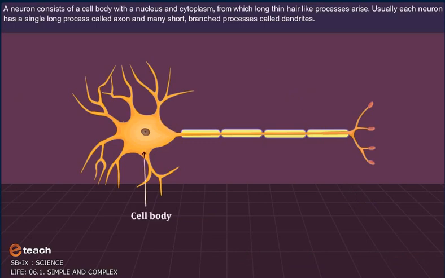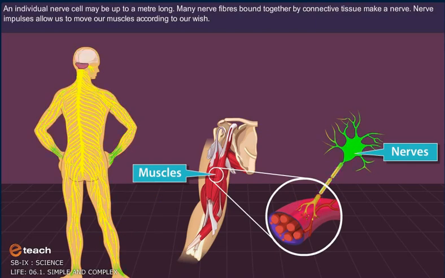A neuron consists of a cell body with a nucleus and cytoplasm, from which long thin hair-like processes arise. Usually, each neuron has a single long process called axon and many short branched processes called dendrites. An individual nerve cell may be up to a meter long. Many nerve fibers bound together by connective tissues make a nerve. Nerve impulses allow us to move our muscles according to our wish.